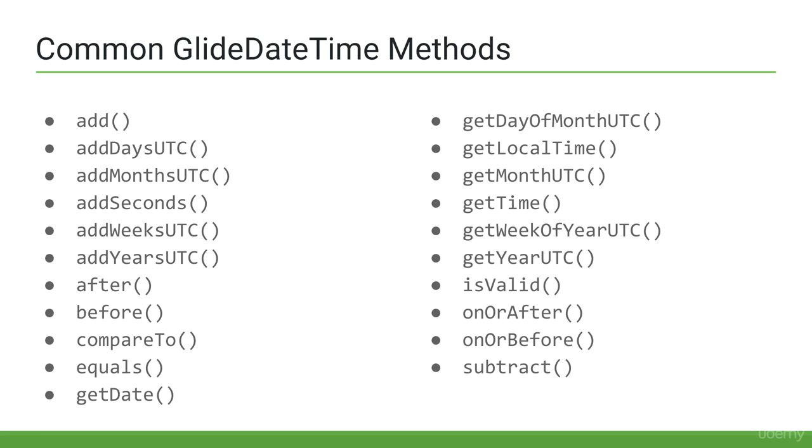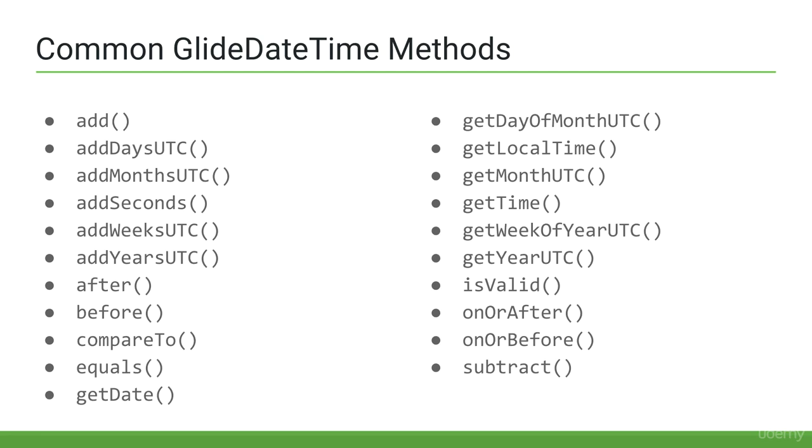We have before and after methods that will compare two GlideDateTimes to each other. We also have the compareTo method. We have an equals, which will compare two GlideDateTimes and return true if they are equal to each other. We have a getDate method, which will return the date stored in the GlideDateTime object. We have getDayOfMonthUTC, getLocalTime, getMonthUTC, getTime, getWeekOfYearUTC, getYearUTC.